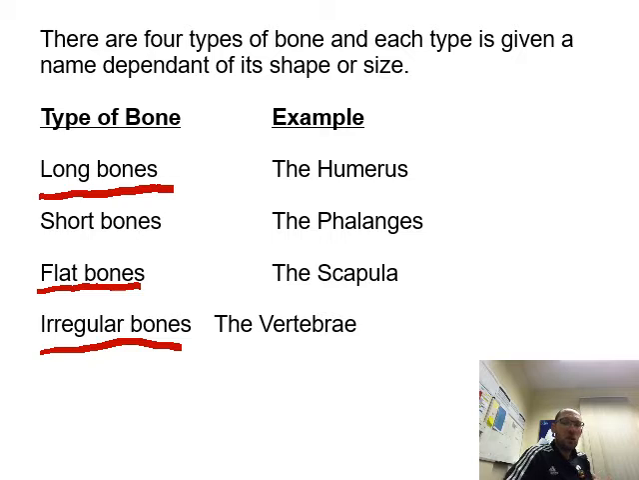So an exam style question could be, can you name the four classifications of bone and can you give an example? So it's thinking of long bones, humerus, short bones, phalanges. Also, it may have a question such as, the humerus is a long bone, can you give me another example? So it's always good to remember a couple of different examples.